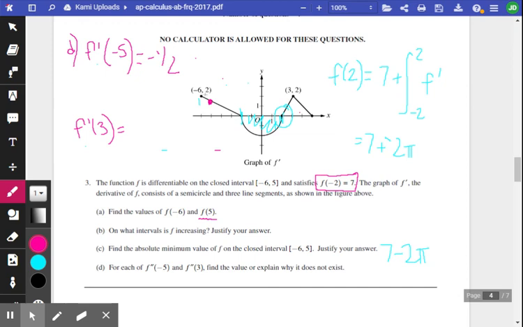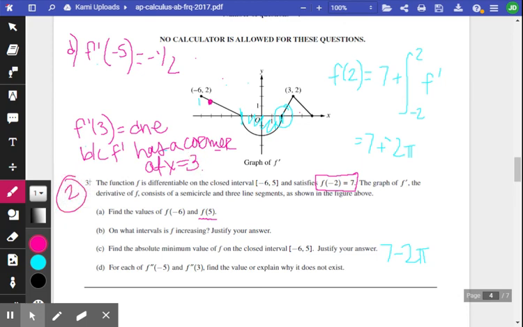And the slope of the function at 3, 1, 2, 3. Okay, well, we are at a corner, so I can't take the derivative there. So this derivative does not exist because f prime has a corner at x equals 3, or you could just say f prime is not differentiable at x equals 3. Either of those would work. 2 points. Yay! Good job, everybody. All right, I'm going to stop this one, and then I'll go do the next one.